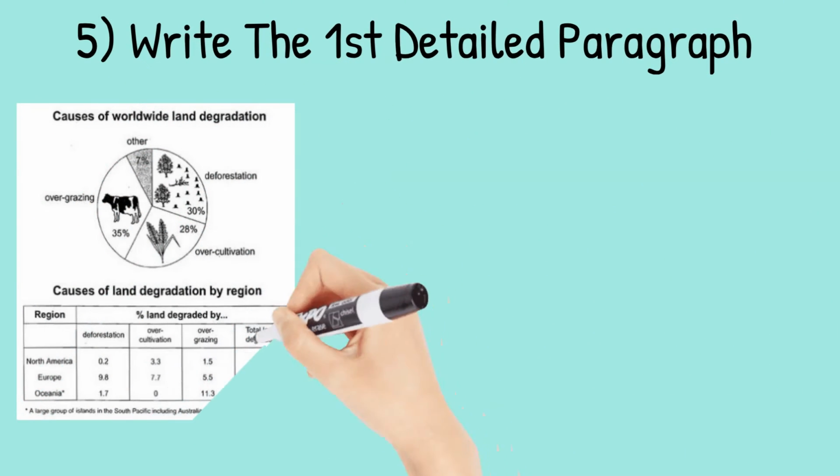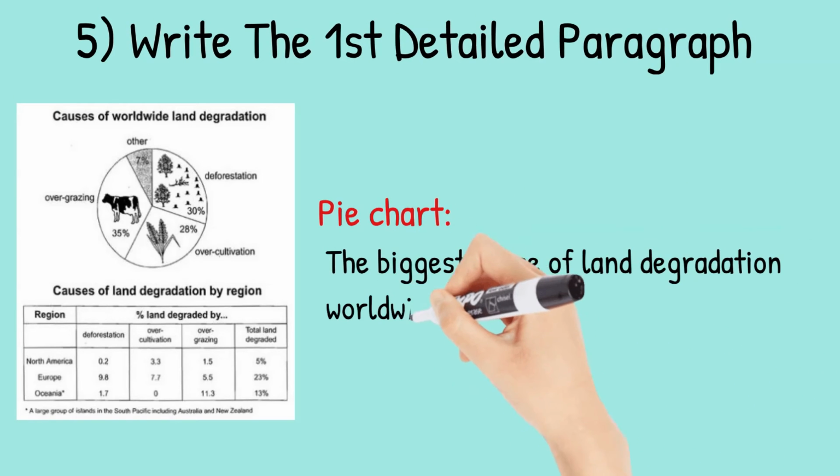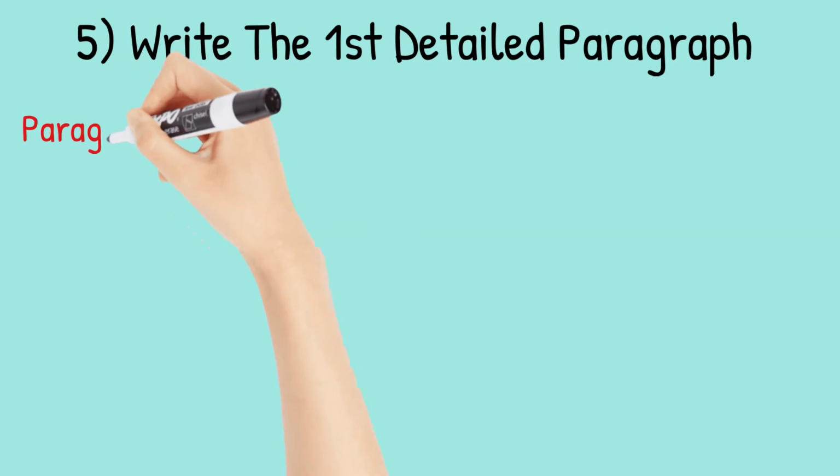Paragraphs 3 and 4 of your IELTS multiple graph essay are where you include more detailed information about the data in the graphics. In paragraph 3, you should give evidence to support your first key feature. Here it is again. For pie chart, the biggest cause of land degradation worldwide is overgrazing, and this is an example of what you could write for paragraph 3.